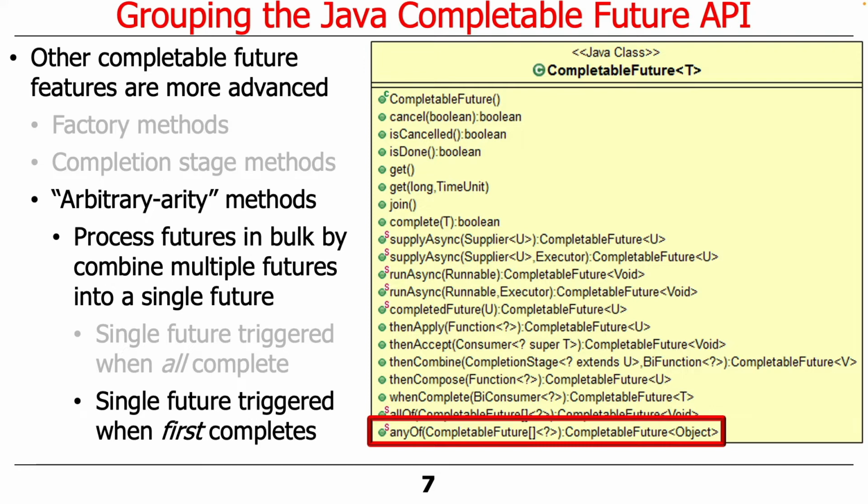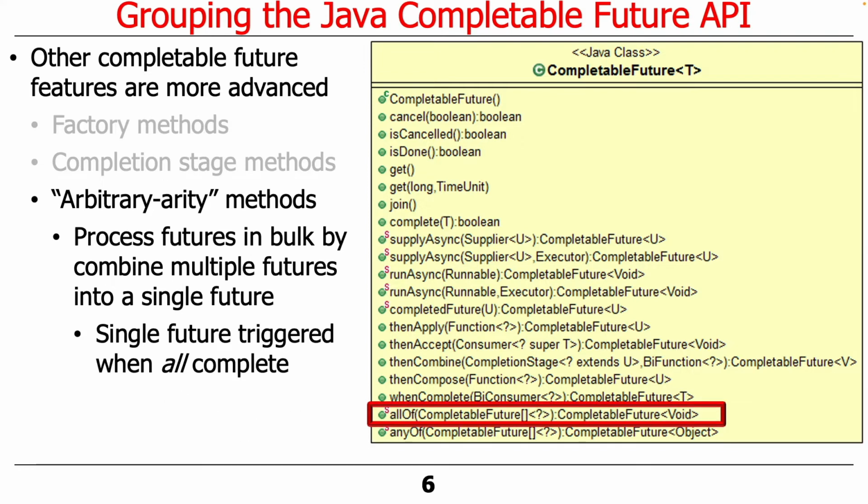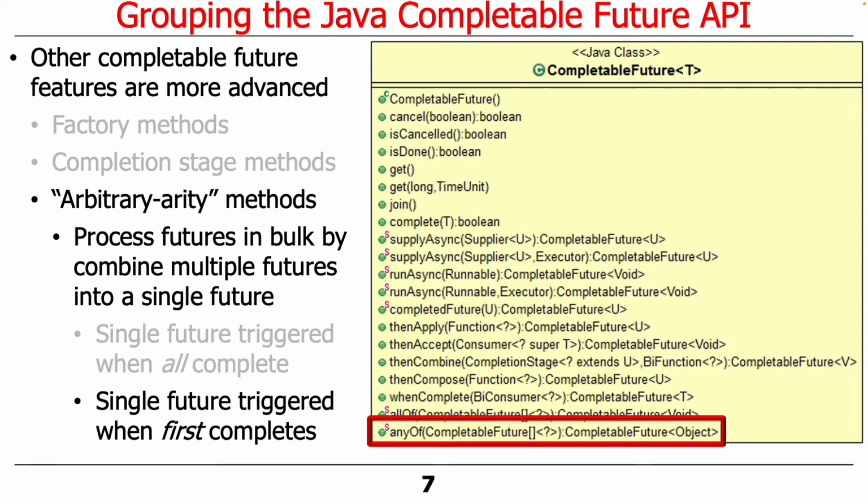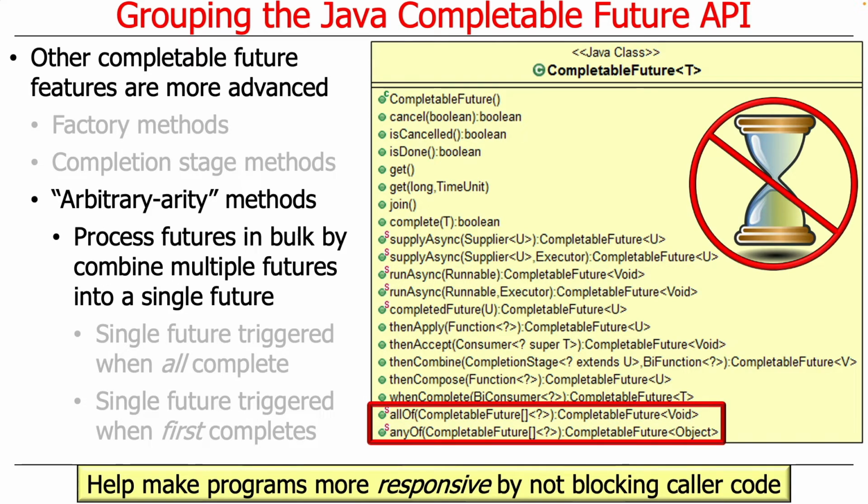So we have allOf, which waits for everything, or I keep using the word wait, it doesn't really wait. It gives back a completable future that will be triggered when everything's done. And we have anyOf, which gives back one completable future that will be triggered when the first of those things in that array completes. Very, very powerful mechanisms. And the basic reason why they're so powerful is they help to make the programs more responsive by not blocking caller code.